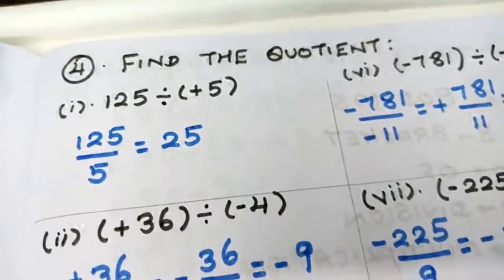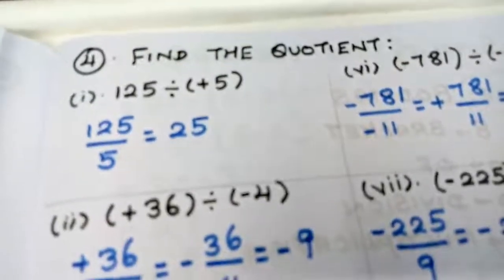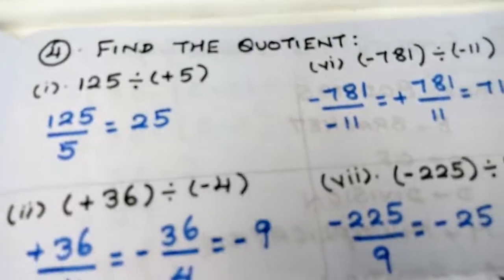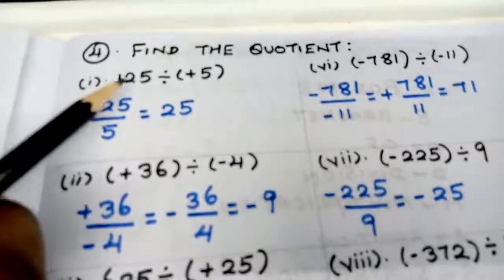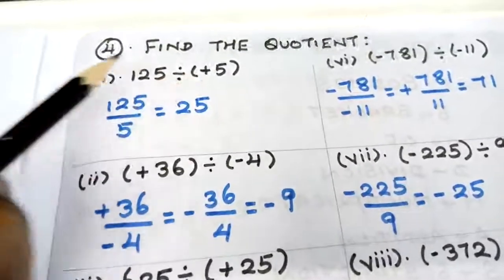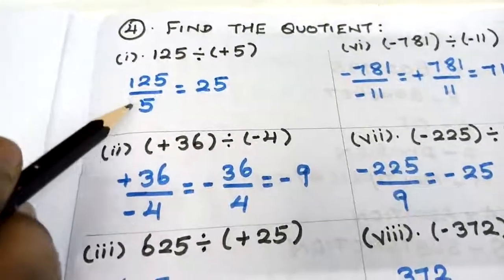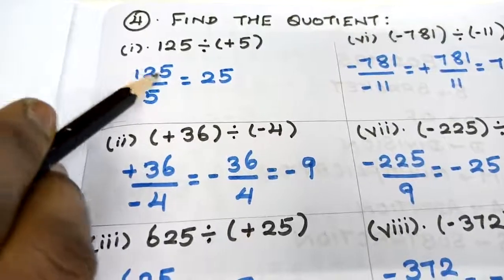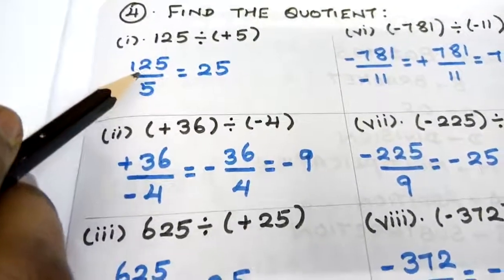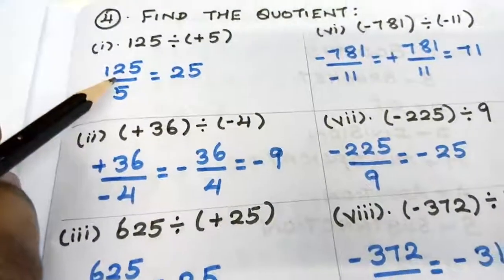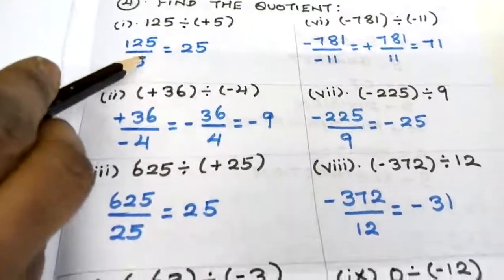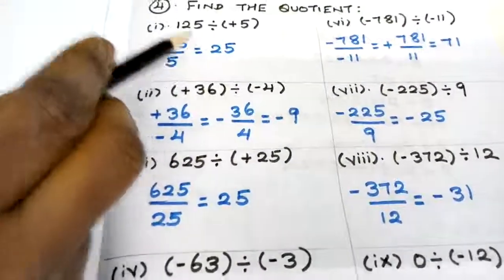Question number 4, find the quotient. That is, we are going to apply the division method, students. They will be giving you like this, divided by. What I am going to do is, the first value is going to be the numerator divided by the denominator. 125 divided by 5. You are going to try the division in your rough work, students. 125 divided by 5, you will get the answer as 25.